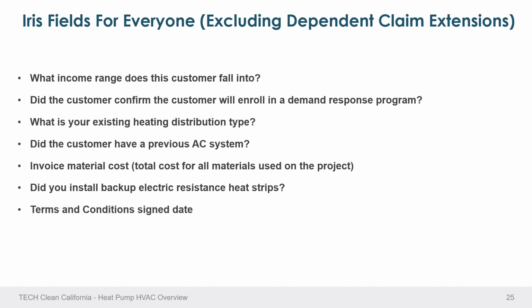Did the customer have a previous AC system? Invoice material cost, or the total cost for all materials used on the project. Did you install backup electric resistance heat strips? And the terms and conditions signed date.